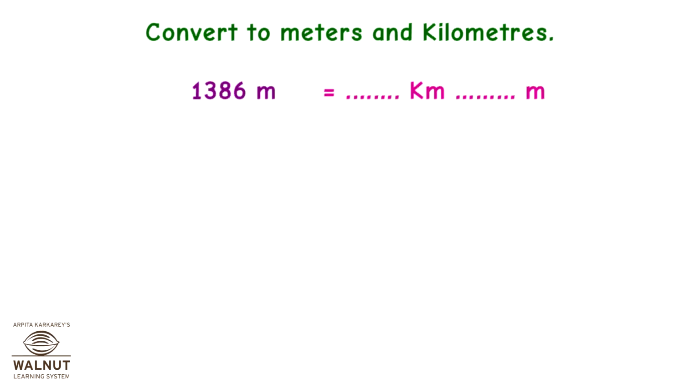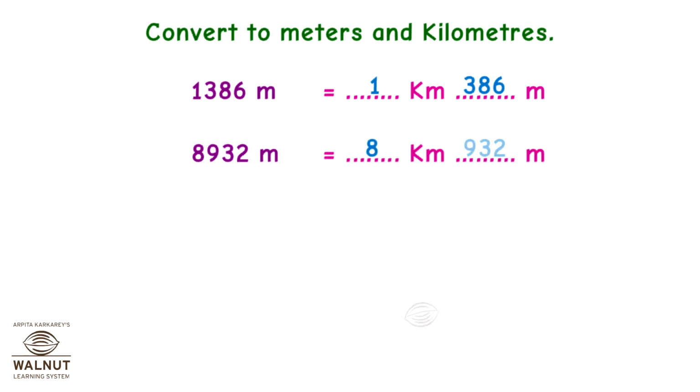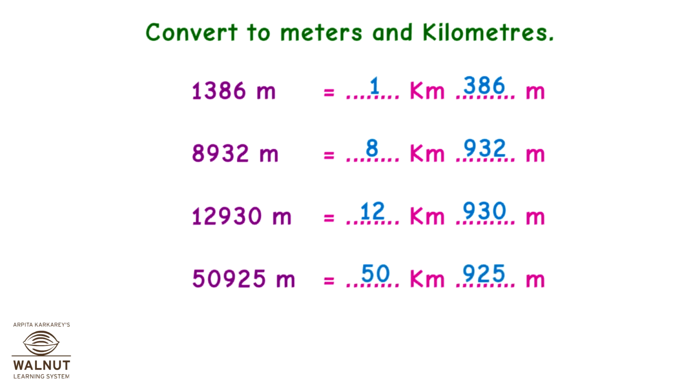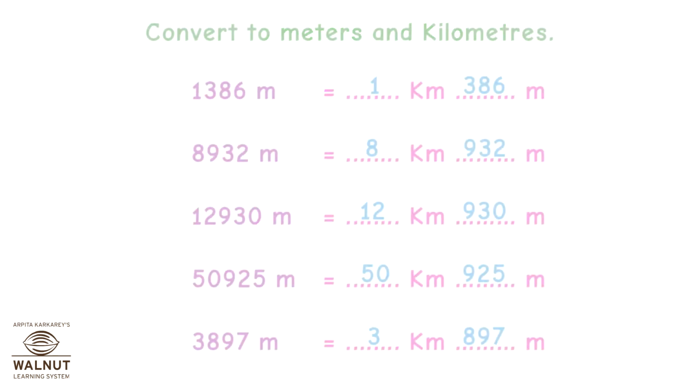1,386 meters is equal to 1 kilometer and 386 meters. 8,932 m is equal to 8 km and 932 m. 12,930 m is equal to 12 km and 930 m. 50,925 m is equal to 50 km and 925 m. 3,897 m is equal to 3 km and 897 m.